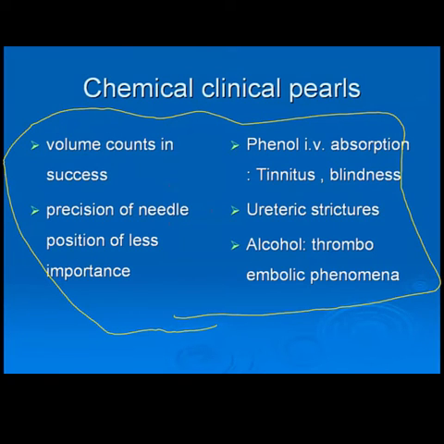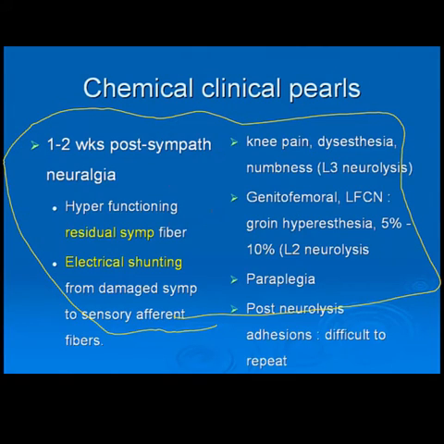Phenol can have IV absorption, and the patient might have temporary blindness and temporary tinnitus, and this disappears in a matter of 3 to 4 hours. Ureteric strictures can happen because of the spread of the local and the chemicals over the ureter. Alcohol, if used, can have devastating thromboembolic phenomena, so we have to make sure that we are injecting outside the blood vessel.